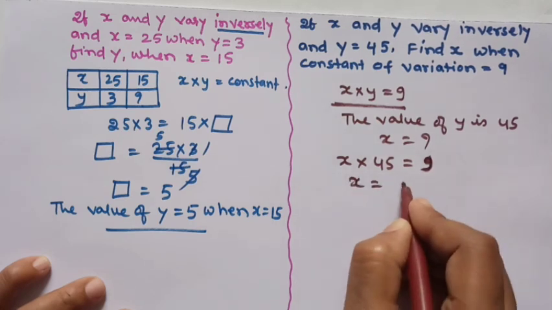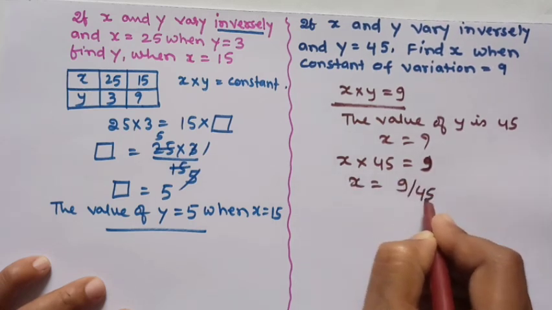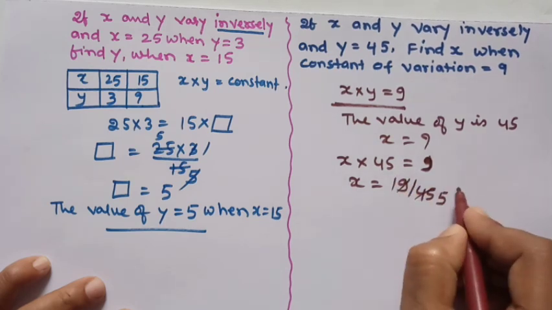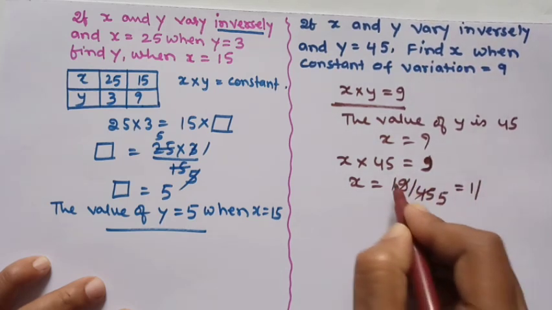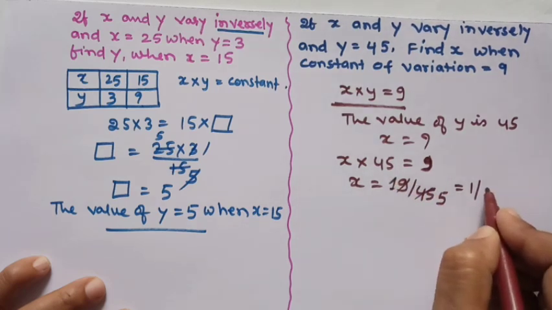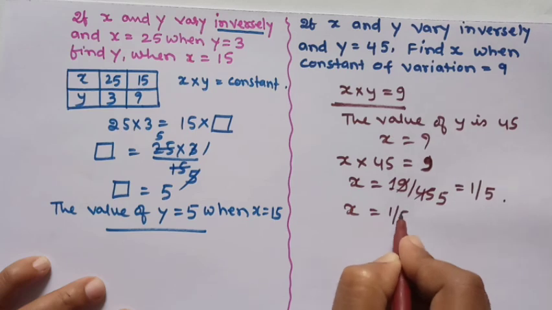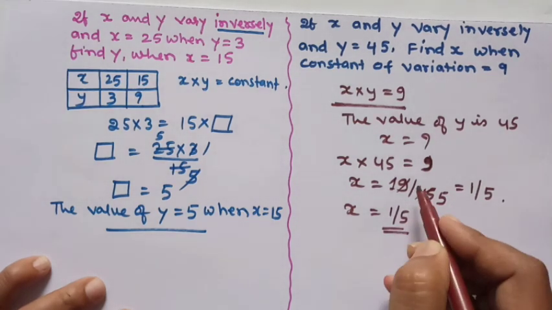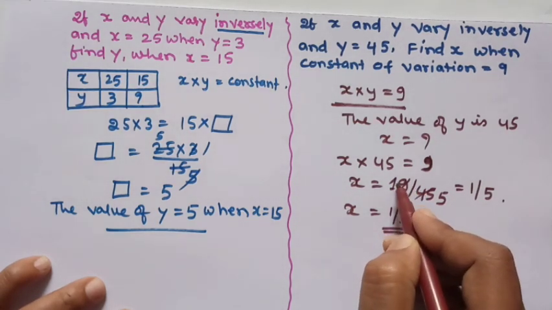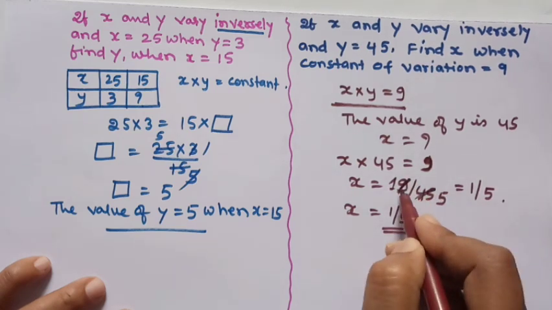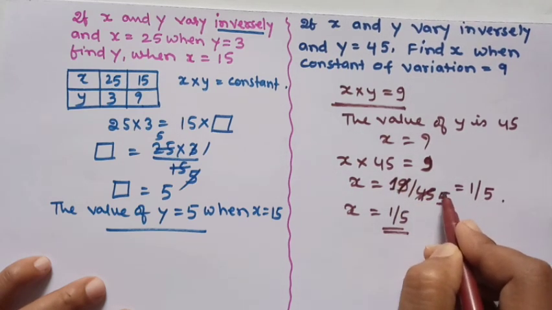So x will be equal to 9 by 45. 9 ones are 9 and 9 5s are 45. So this will be 1 by 5. So the value of x is 1 by 5. Don't confuse by looking at this as 19. I have crossed 9 and 45. 9 ones are 9 and 9 5s are 45.